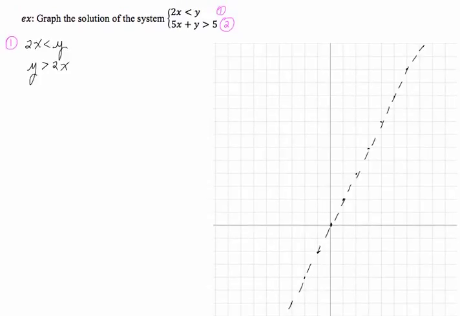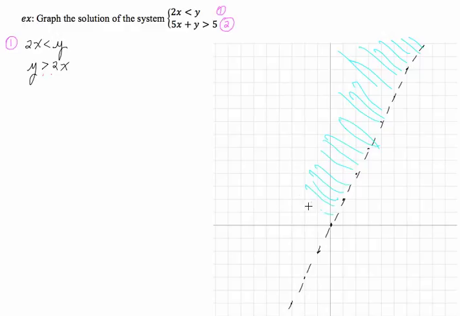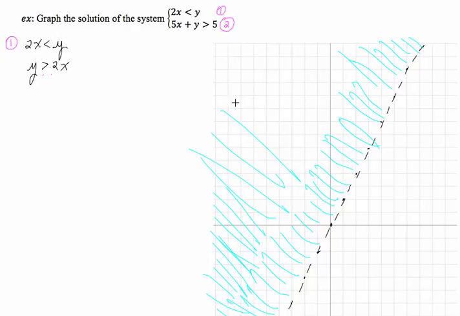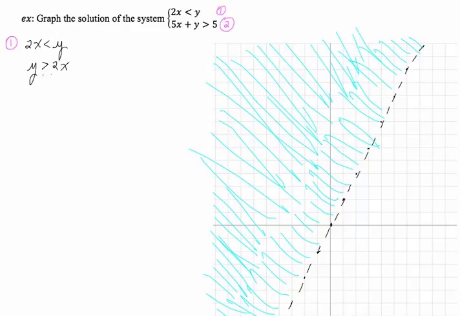And let's figure out which half makes that true. So this says y is greater than 2x, meaning y is above 2x, meaning above the line. So any point up here, let's do this lighter, let's do it in a light blue color. Any point up here will make the inequality true. So that's half of it right there.